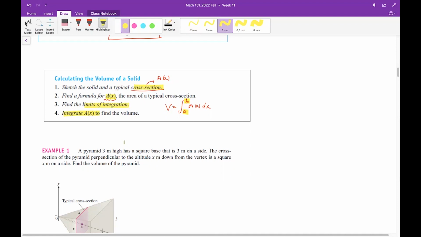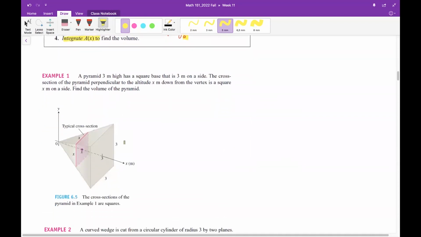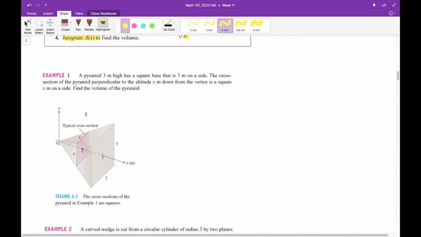Let's apply what we have learned in the previous example. Here you see a typical pyramid with a side of length 3, and the cross sections of this pyramid are perpendicular to the altitude: x meters down from the vertex is a square x meters on a side. So if you take a cross section over the point x like this, then this side is of length x. It is given in this statement. Now I want to compute the volume of this pyramid.